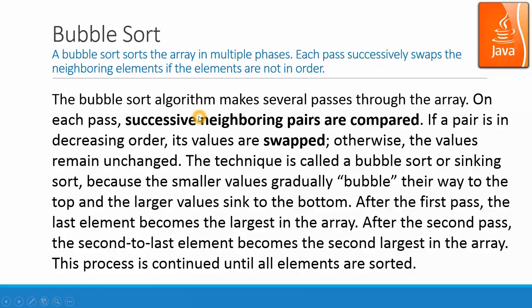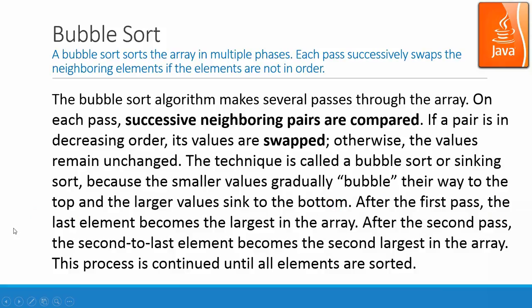The BubbleSort algorithm makes several passes through the array. On each pass, successive neighboring pairs are compared. If a pair is in decreasing order, its values are swapped. Otherwise, the values remain unchanged. The technique is called BubbleSort or sinking sort, because the smaller values gradually bubble their way to the top, and the larger values sink to the bottom.